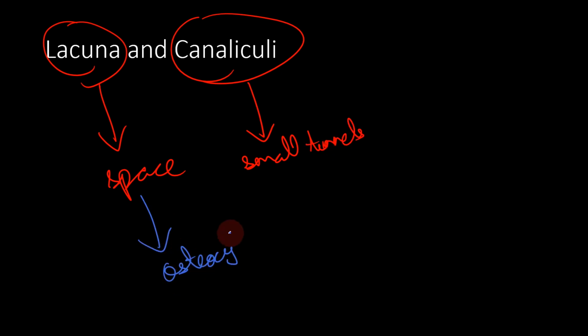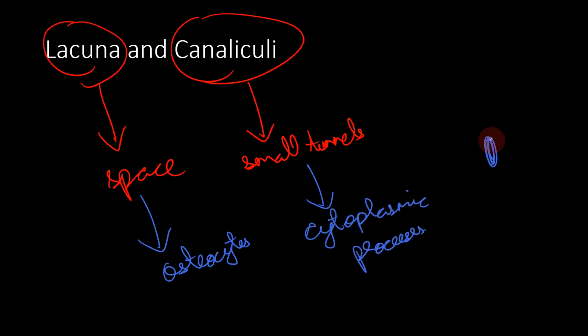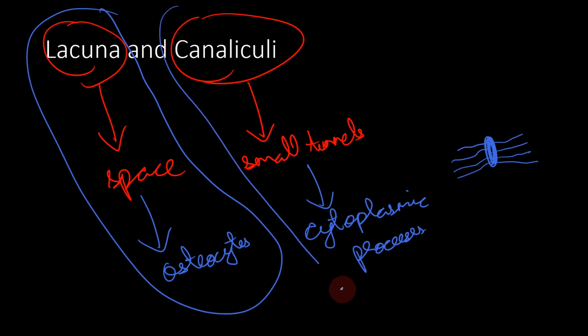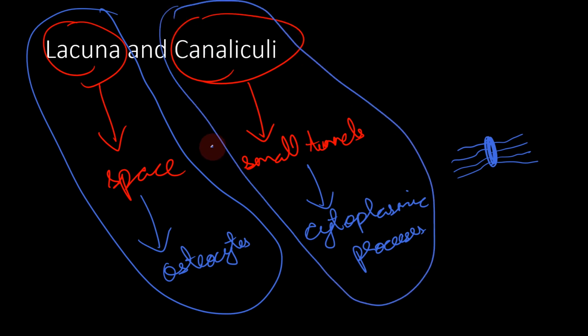So lacunae are actually the spaces, small bubble-like spaces where you have osteocytes, and canaliculi are the spaces where you have the cytoplasmic processes of those osteocytes. If I draw an osteocyte over here, this osteocyte will be located within small bubble-like spaces called lacunae, and the very fine, thin cytoplasmic processes radiating from the osteocytes will be lodged within canaliculi. So this is what is meant by canaliculus and lacuna.